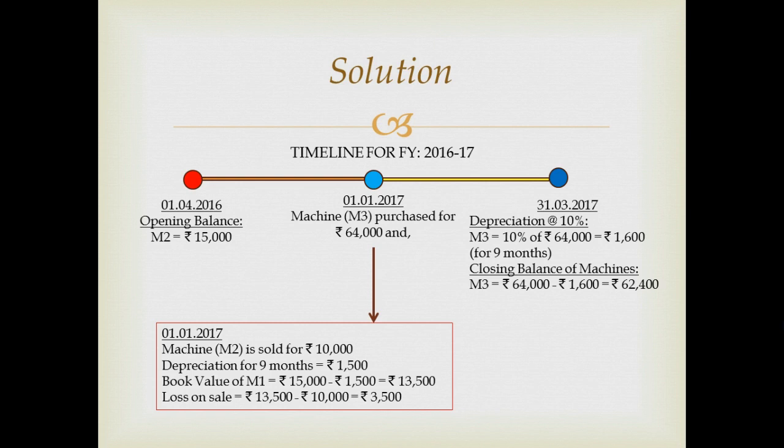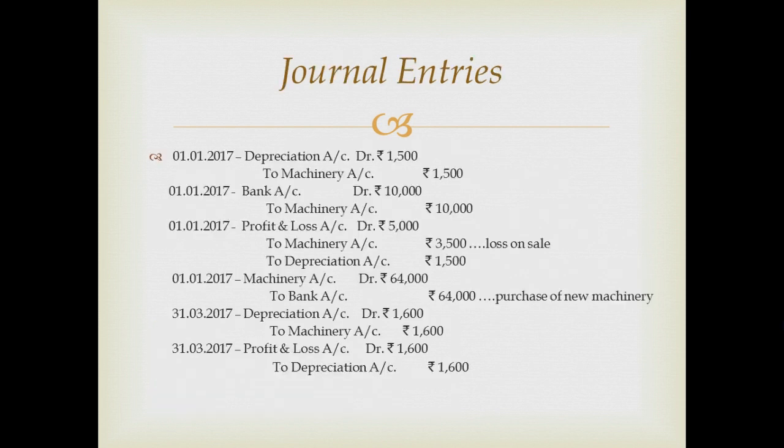We need to find out the book value to evaluate the profit or loss on sale of this particular machine. So we have depreciation for 9 months rupees 1,500, resulting in a book value of rupees 13,500. Subsequently, we find that there has been a loss on sale and the loss is rupees 3,500. On 31st March 2017, M3 machine will have a depreciation of rupees 1,600 for 3 months, resulting in a closing balance of rupees 62,400. The journal entries.